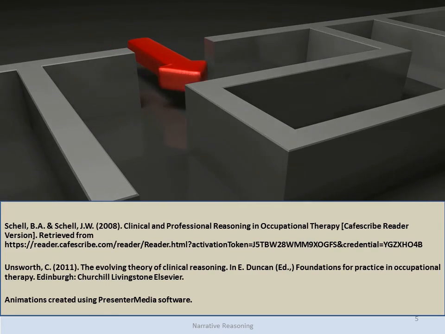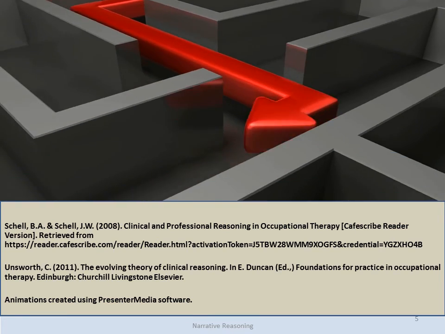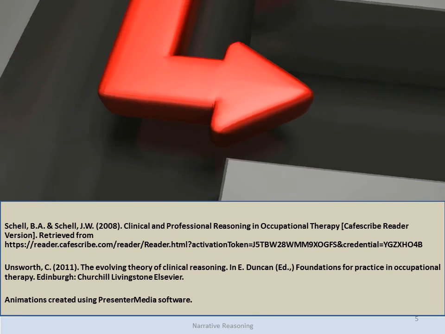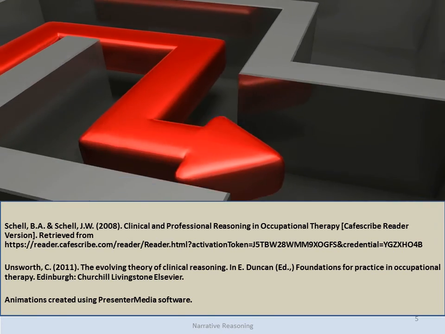I hope this introduction to narrative reasoning helps you formulate some follow-up questions for deeper discussions in class or with other professionals who have already progressed along the novice to expert maze.